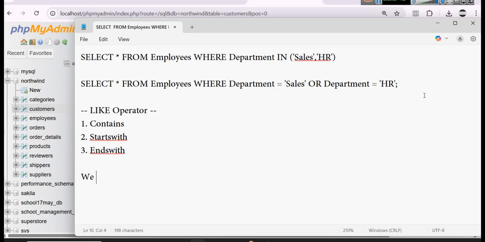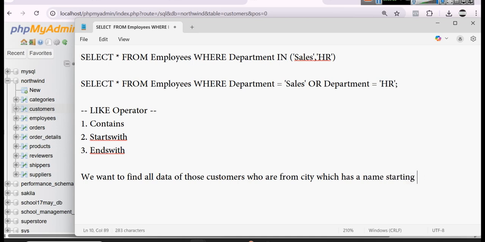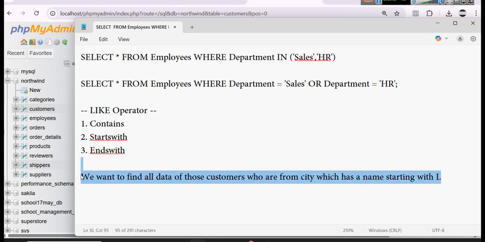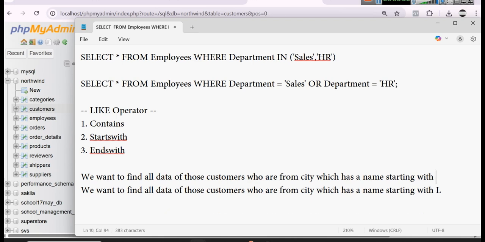So suppose we want to find all data of those customers who are from a city which has a name starting with L. Similarly, another question can be: we want to find all data of those customers who are from a city which has a name ending with L. And a third question can be: contains ON in the name.